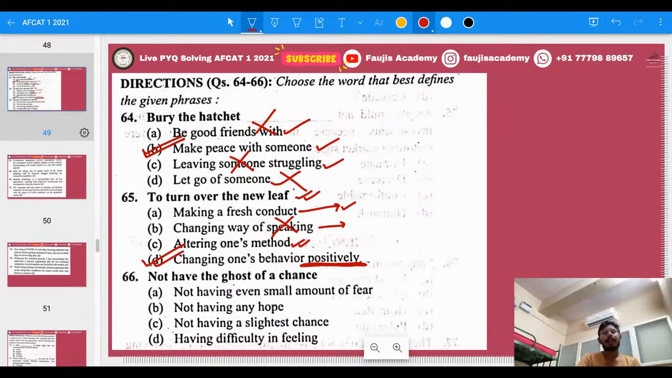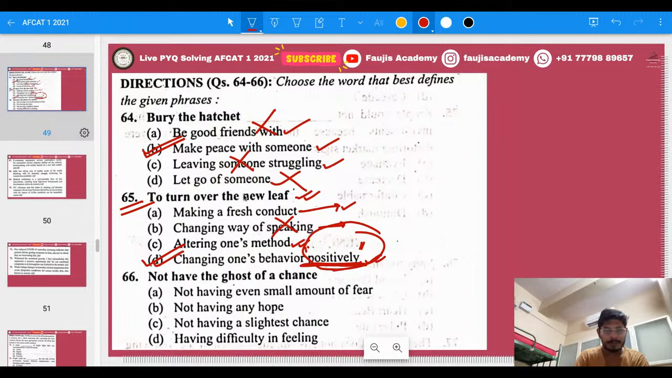Let's say somebody is having a very bad habit. Now they are turning the leaf, so that means they are quitting that bad habit, and now they are turning into this good habit. Positive habits. So that is why changing one's behavior positively is what is important for this particular idiom. It was not so easy one. You could have skipped it in the exam scenario.